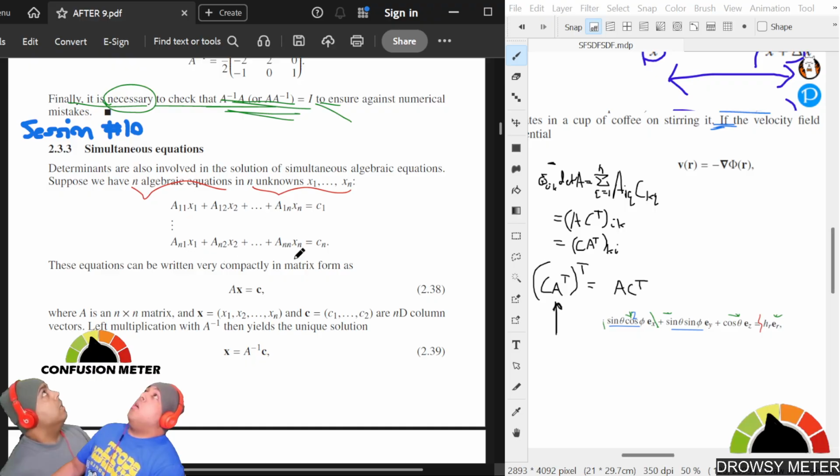These equations can be written down very compactly in matrix form AX equals C, where A is the n by n matrix, X equals this, and C equals this. A is an n by n matrix, and X and C are n-dimensional column vectors. 3D column vectors, 4D, 5D.